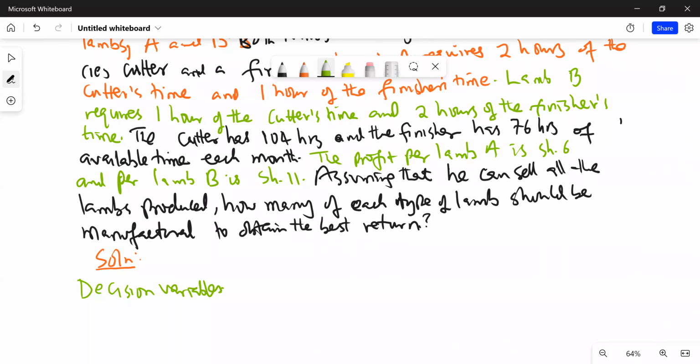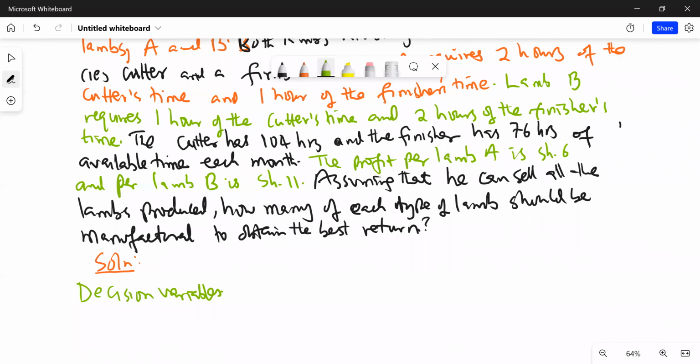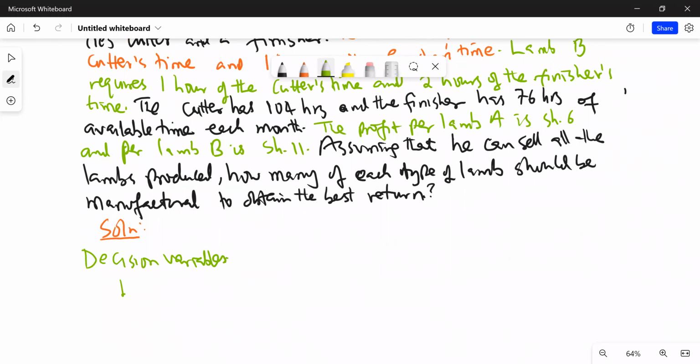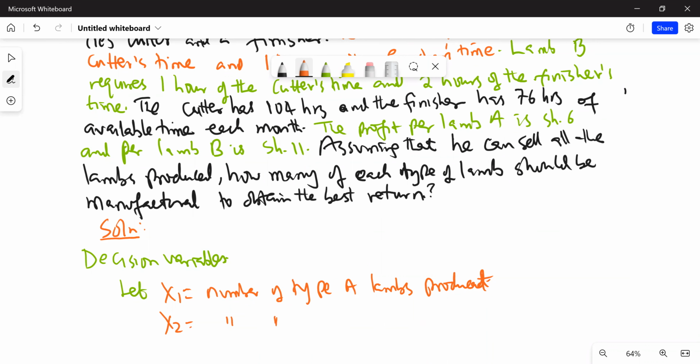So we are producing two products. That means we are going to have two decision variables. We can call one of them X1. So we can say let X1 be the number of type A lamps produced for the best returns. Then X2 to be the number of type B lamps produced for the best returns.